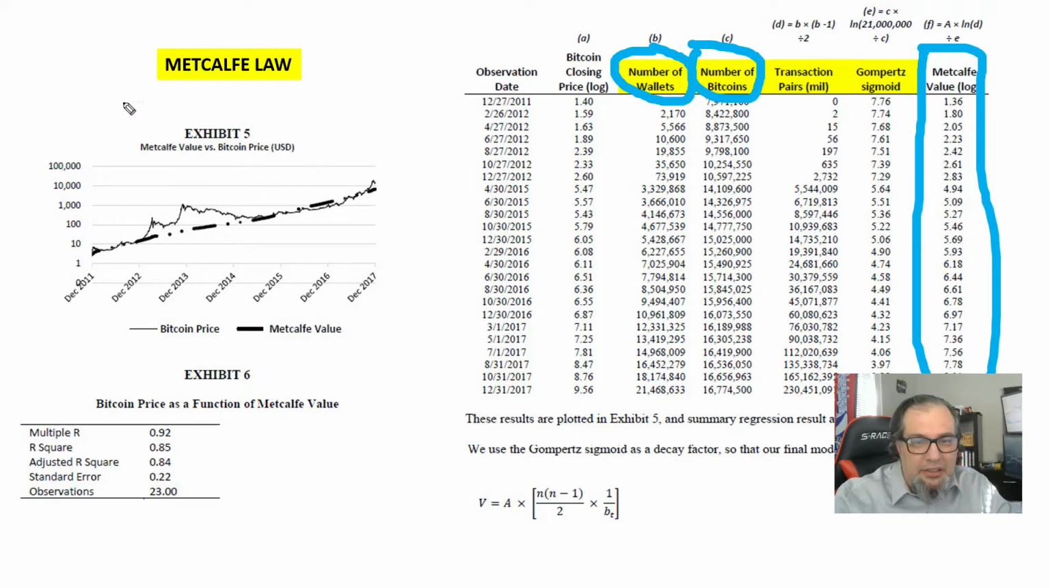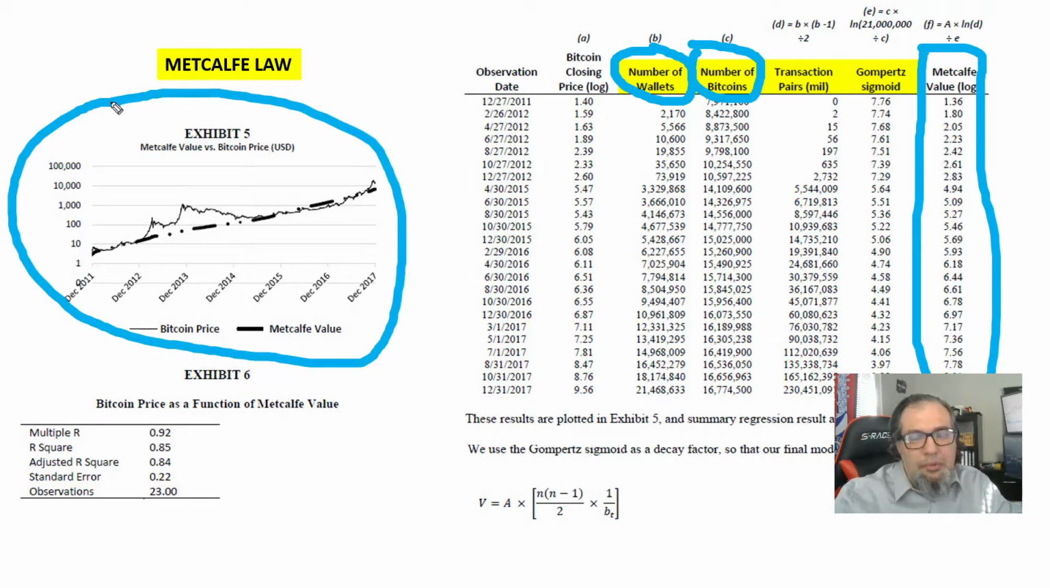Here is the chart. Obviously it's a volatile currency; it's going to go up and down. But for the most part, if there are more users in the system, the price of Bitcoin is going to be higher. If there are fewer users in the system, the price of Bitcoin is going to be lower. It's really that simple.